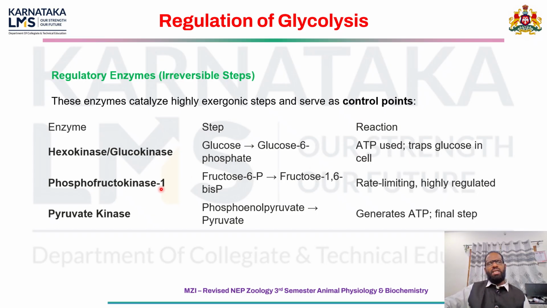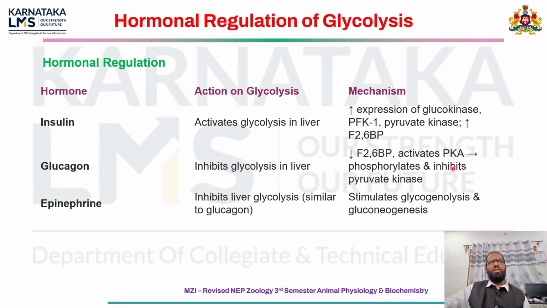The second reaction is phosphofructokinase 1, and this enzyme is responsible for the conversion of fructose 6-phosphate into fructose 1,6-bisphosphate. It is a rate limiting enzyme, and it is the step where exactly the maximum regulation of glycolysis will take place. The third point of regulation is pyruvate kinase, where phosphoenolpyruvate gets converted to pyruvate, and during this process there is a possibility of regulation.